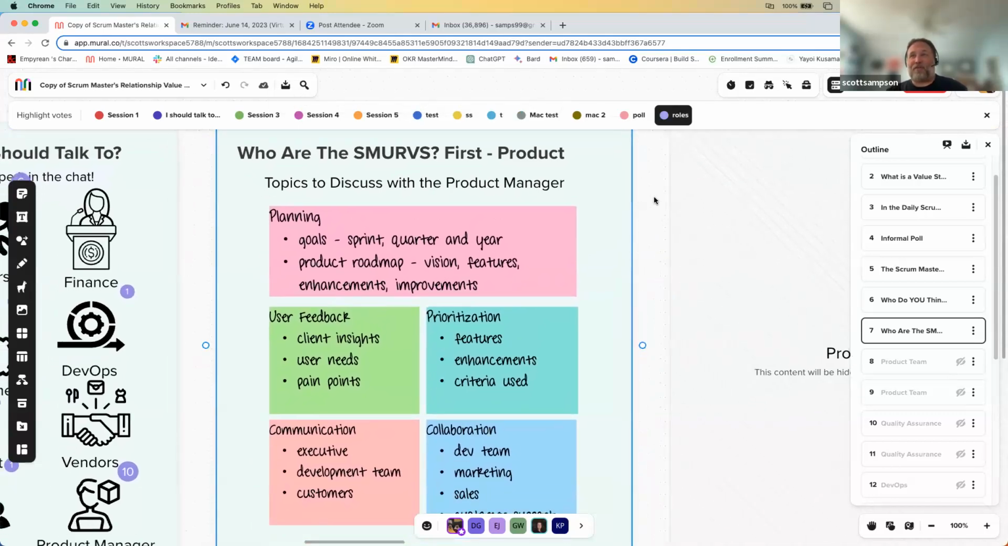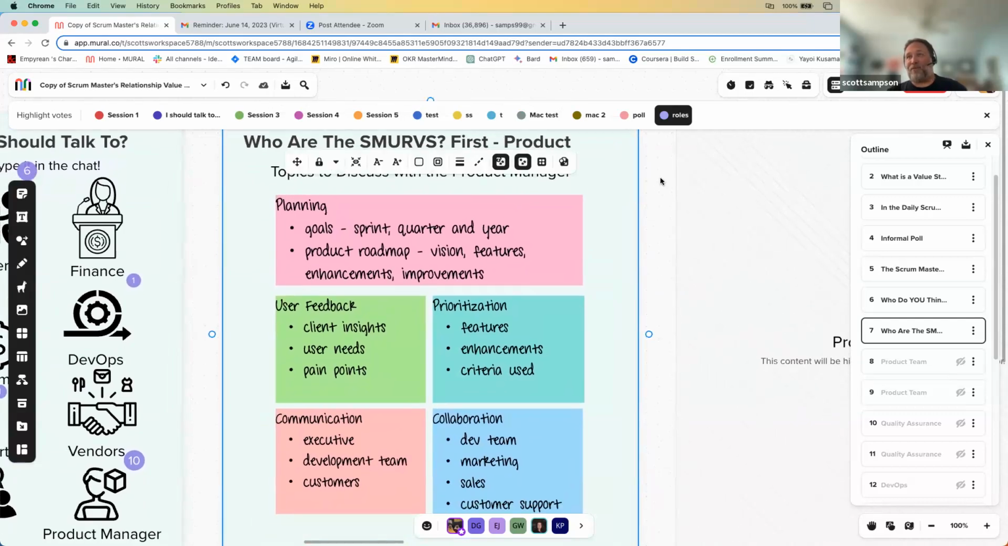So yeah, product is first, and I have the product manager listed. For each group and role within each group, I've tried to come up with a list of things that you can approach them about, because some of these things may not be top of mind, but there are a lot of topics that all of these different groups handle across these departments that impact your delivery as a Scrum Master, right? I've tried to list those out comprehensively. I'm sure there's more, but just to give everybody an idea of what you can approach these folks with.